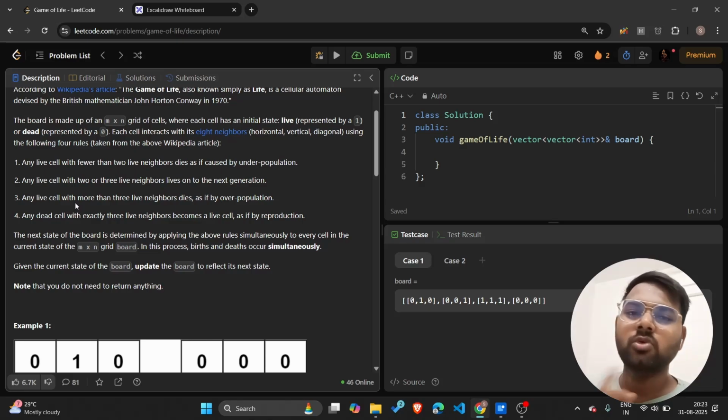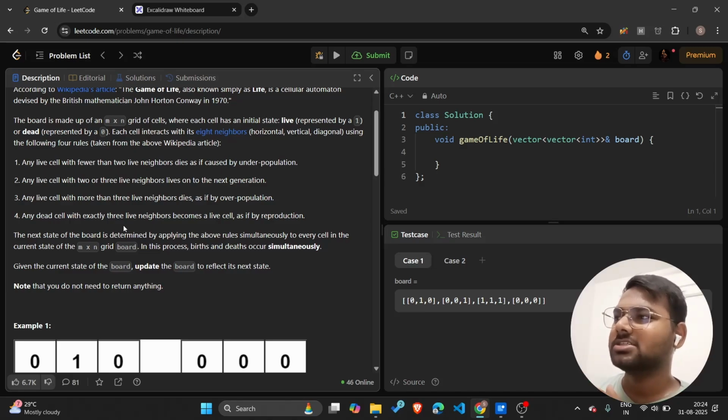But if it has more than three neighbors, it is going to die due to overpopulation. Maybe there is a scarcity of food, something like that. And the fourth rule is any dead cell which has exactly three living neighbors is going to become alive again due to reproduction.